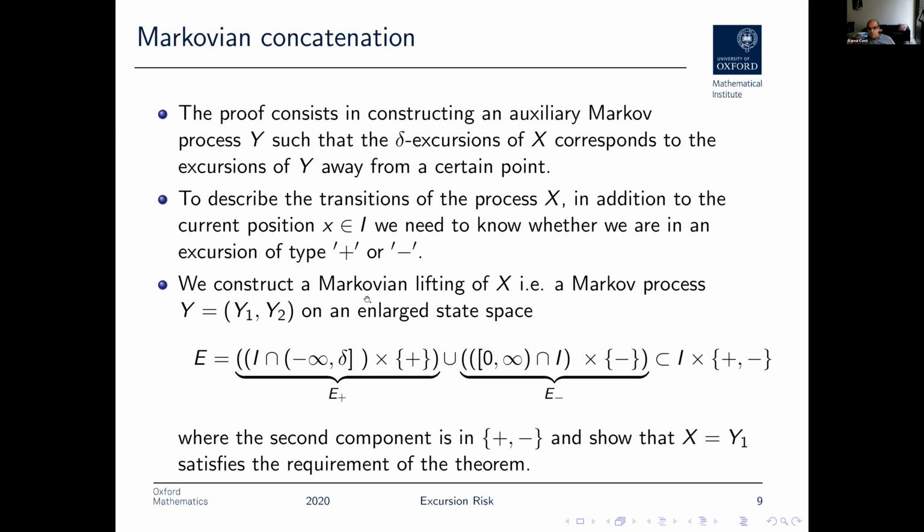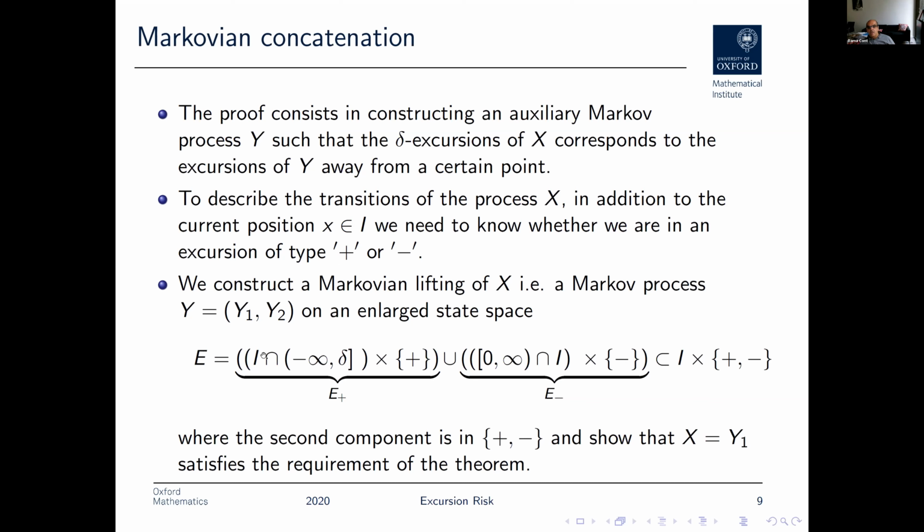Okay, so what we're going to construct is, in fact, a Markovian lifting of X. It's a Markov process in a higher dimension on a larger state space, Y1, Y2, such that Y1 is going to be X at the end, and Y2 is going to be plus or minus. So what is the state space? Well, in the figure I showed you what it is, but it is this.